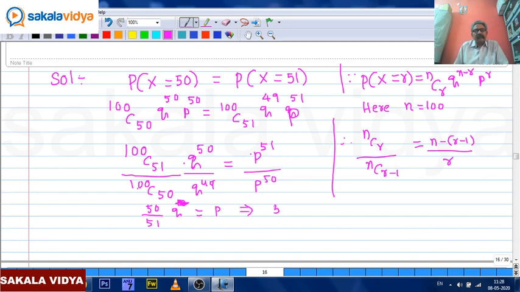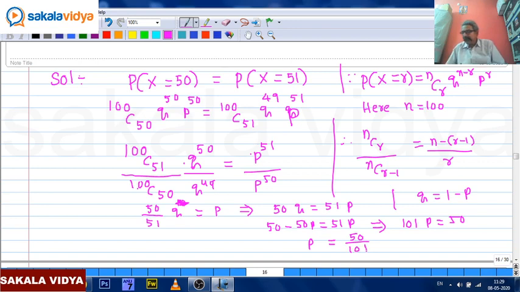Now you can write 50q equal to 51p. q equals 1 minus p. So 50 minus 50p equal to 51p. So that implies 101p equals 50. P equals 50 by 101.